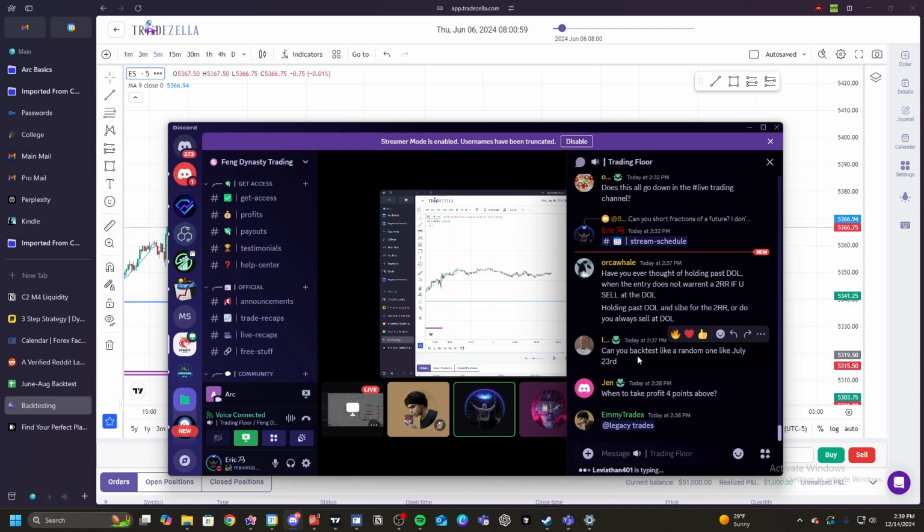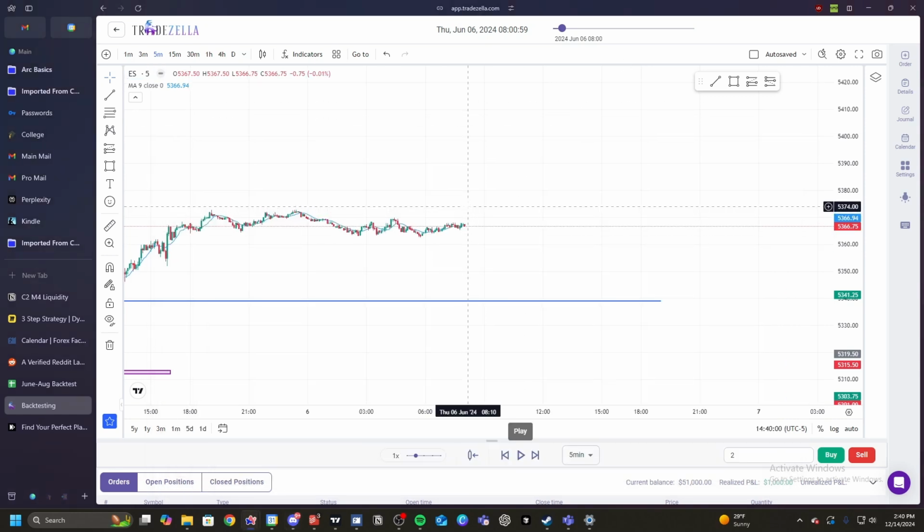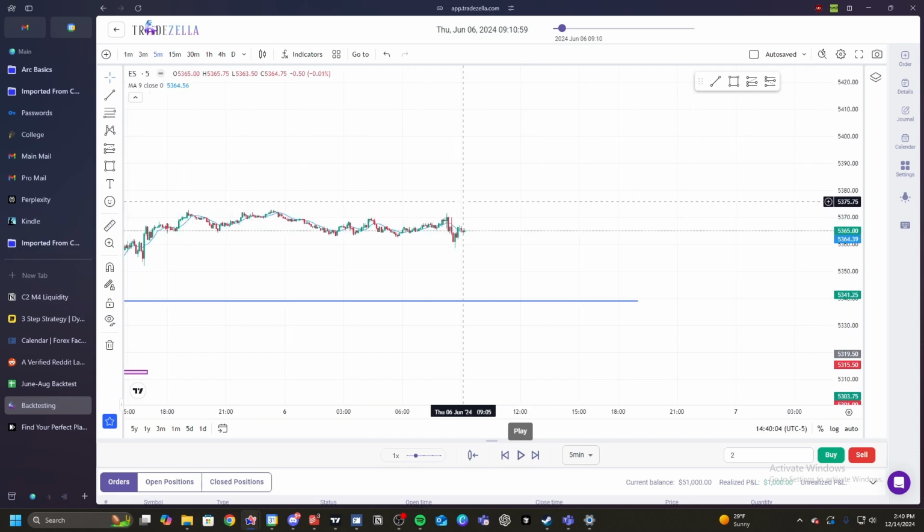Have you ever thought of holding past drawn liquidity when the entry does not warrant a 2RR if you sell at the draw on liquidity? Most of the time, I just take the draw on liquidity. If it's a heavy news day, there's times where I can move stop to break even and just let it run for maybe 10 to 15 points. Can I backtest a random one like July 23rd? Sure. I'm going to do one more though, and then we can go to a random day.